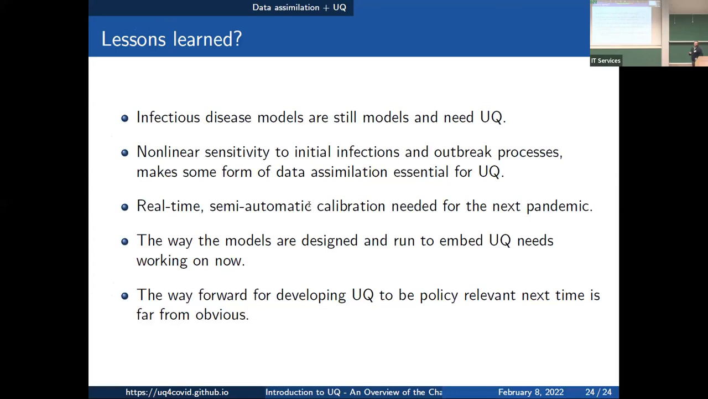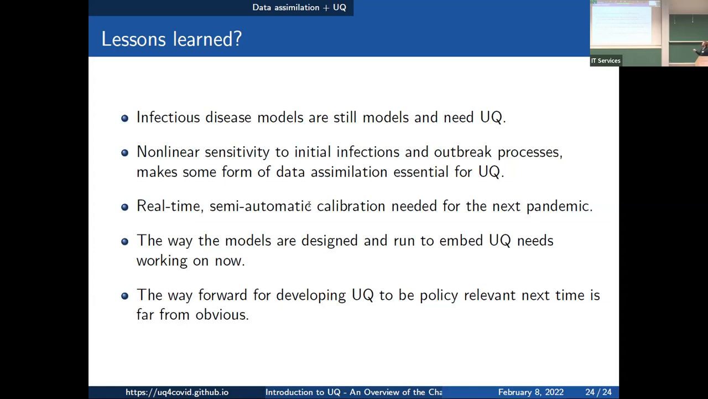These models are still models. UQ is still important. They're not that special. But this nonlinear sensitivity to initial infections is just like the problems you have in weather forecasting with seeding the initial state. So some form of data assimilation, I think, is essential. I can't get it to work without any.